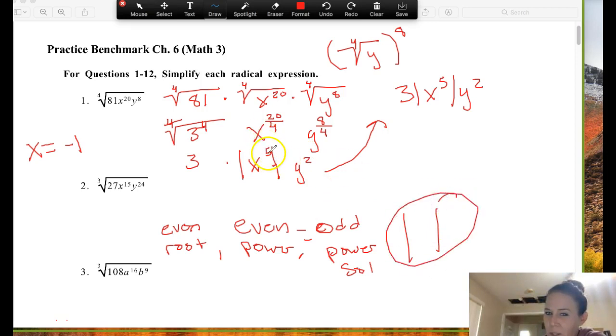Only if it's an odd powered solution. That's the only time I have to worry about those absolute values. So think even root, even power, odd power solution, throw those absolute values on there.